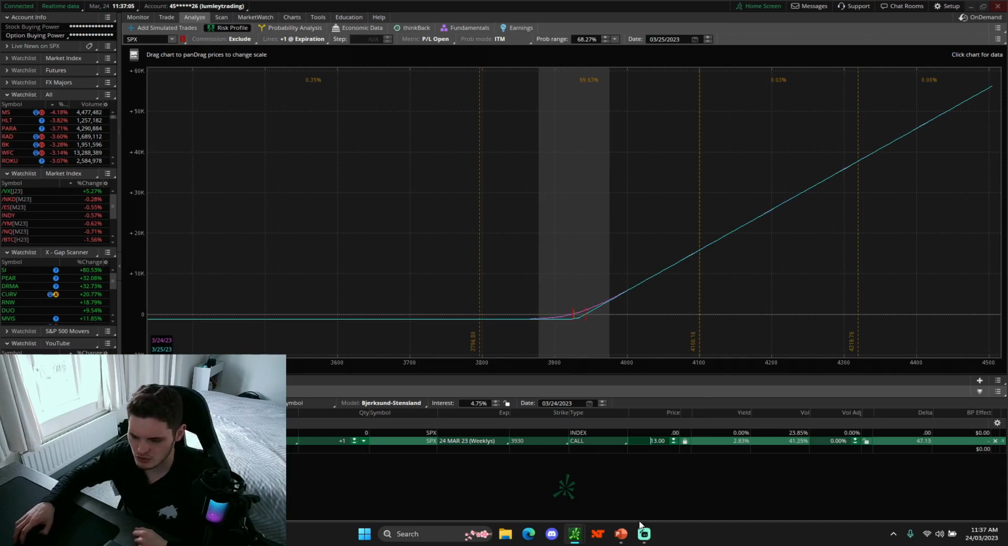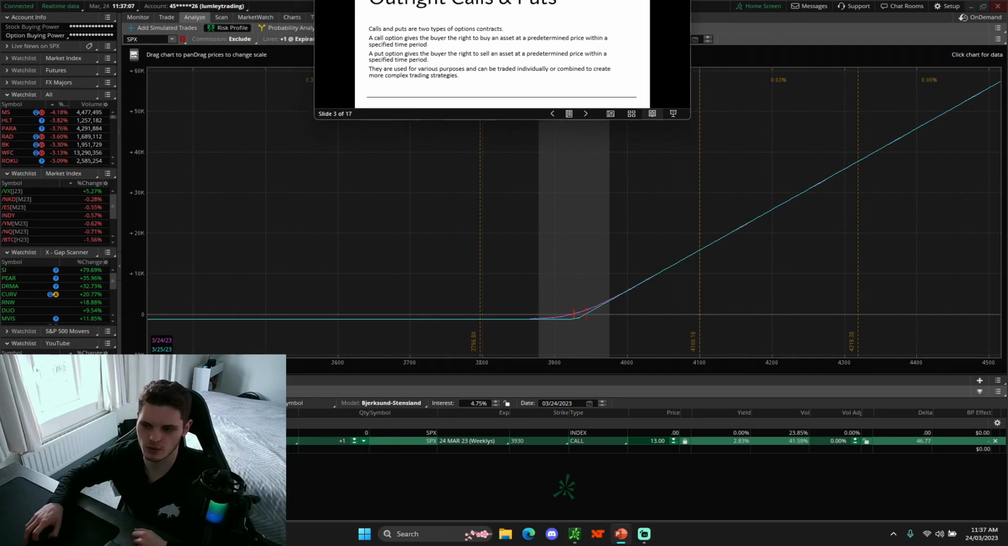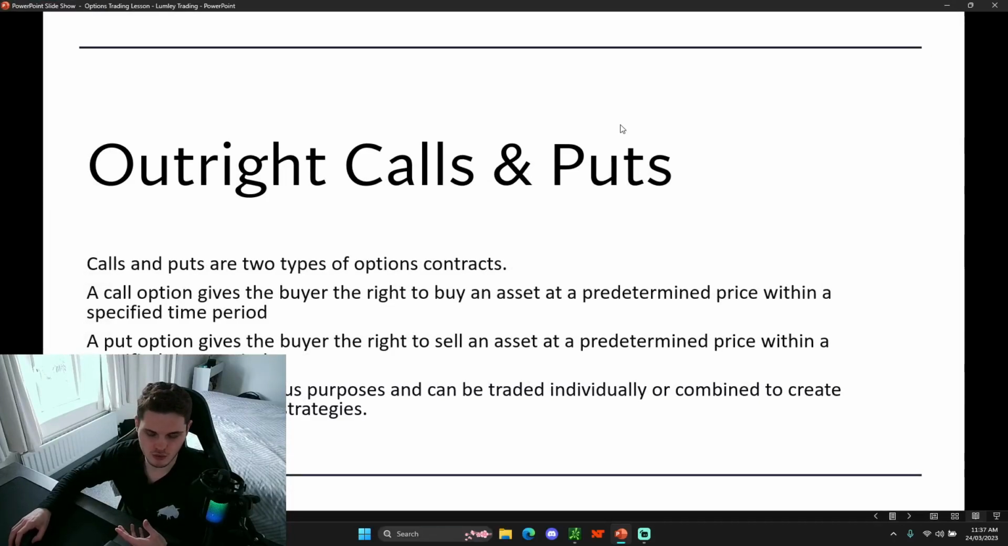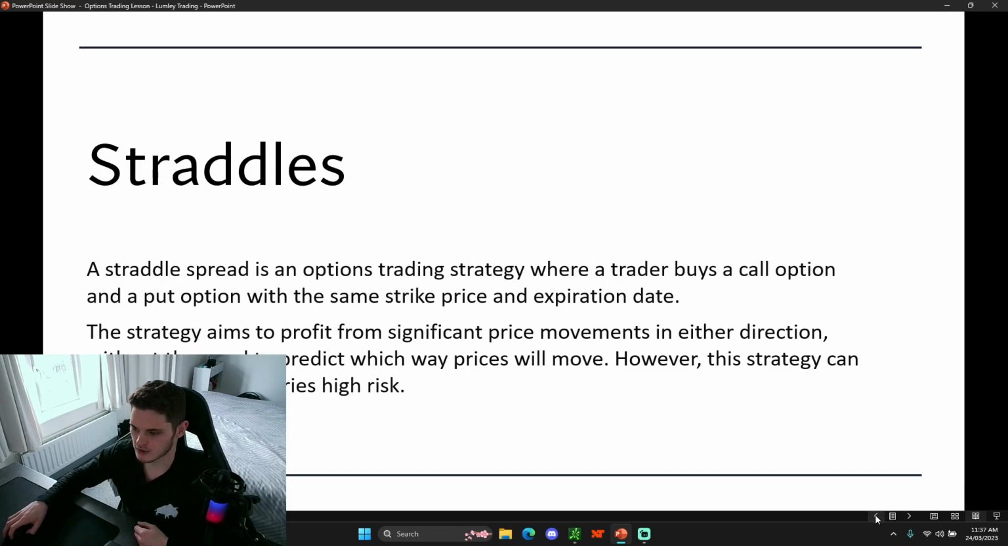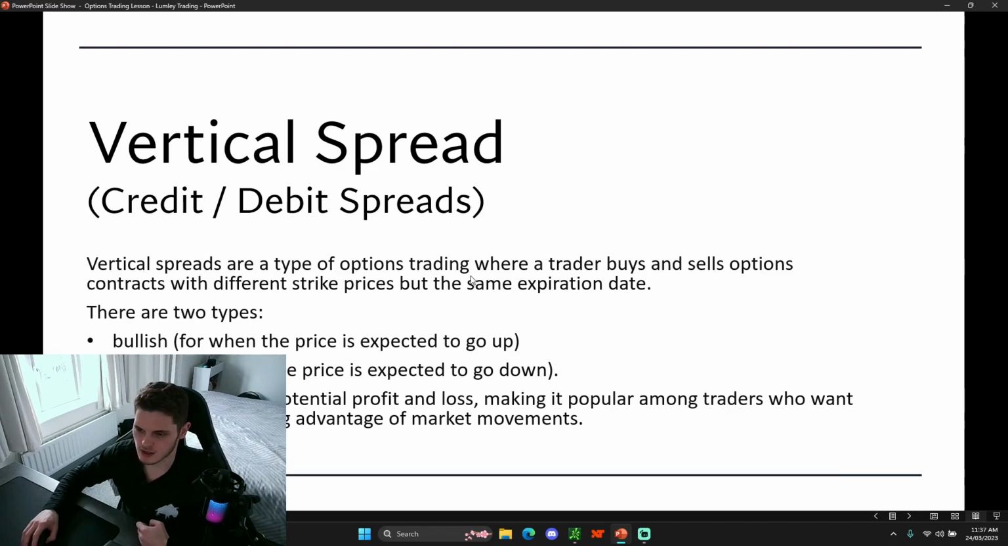But again, I imagine you already know, even if you're quite new to options, calls and puts. So to get into the next one, and actually this is a strategy I use quite a lot, and you've probably heard about this if you've been watching the channel before when we do analysis on stocks. This is vertical spreads, commonly referred to as credit or debit spreads as well. Basically, it's a trading style where you buy and sell options with different strike prices, but for the same expiration date.